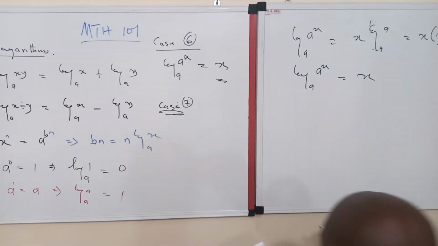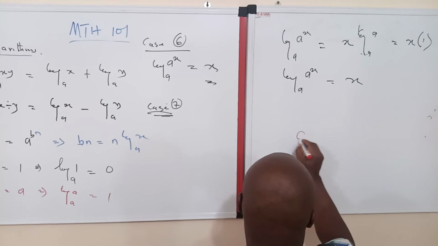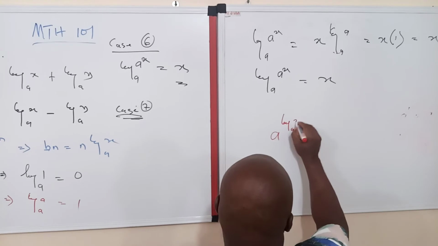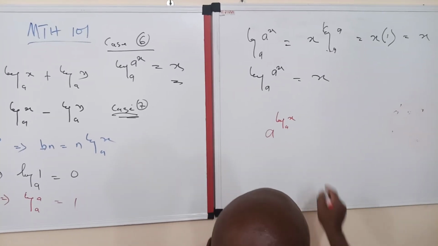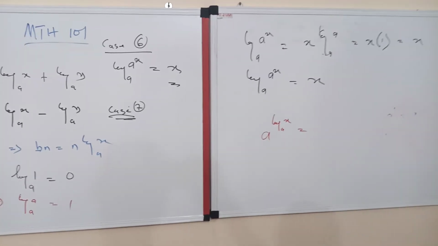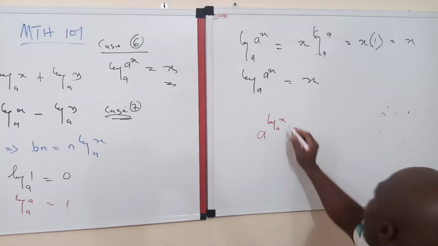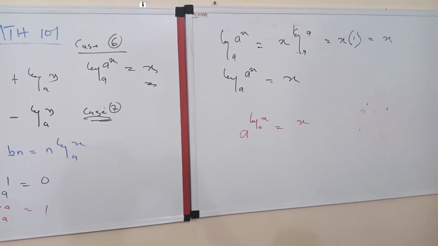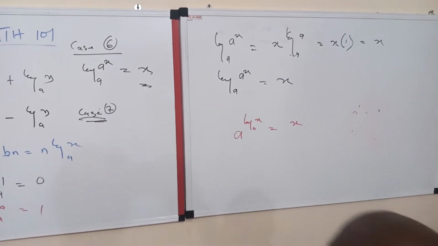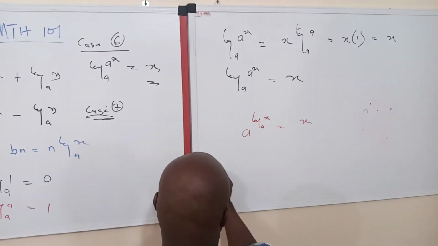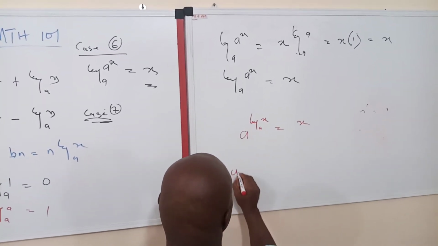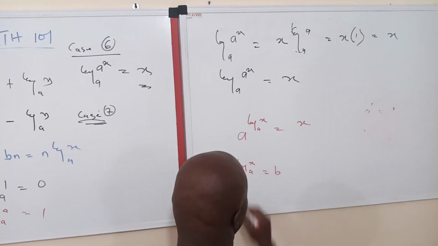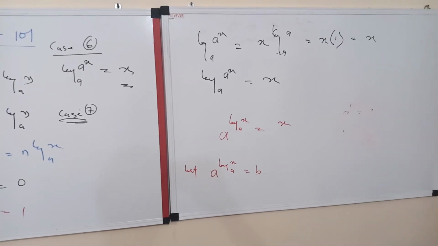Now, if we have, say, A raised to the logarithm of x in base A, what will be the resulting answer? The resulting answer here is x. How do we do that? Let this log of x in base A be equal to, say, b.